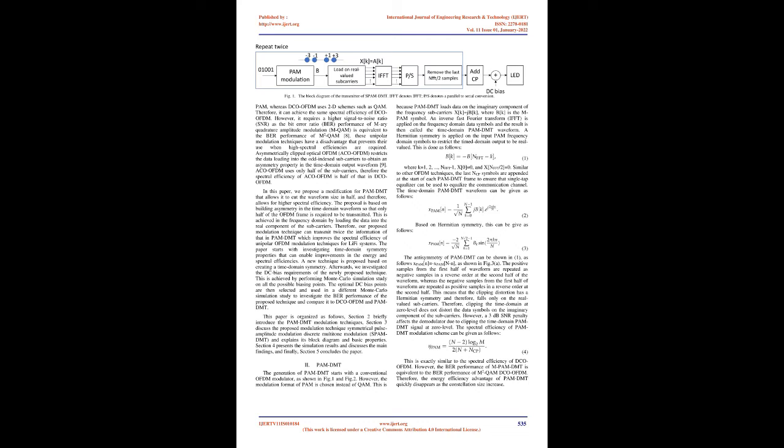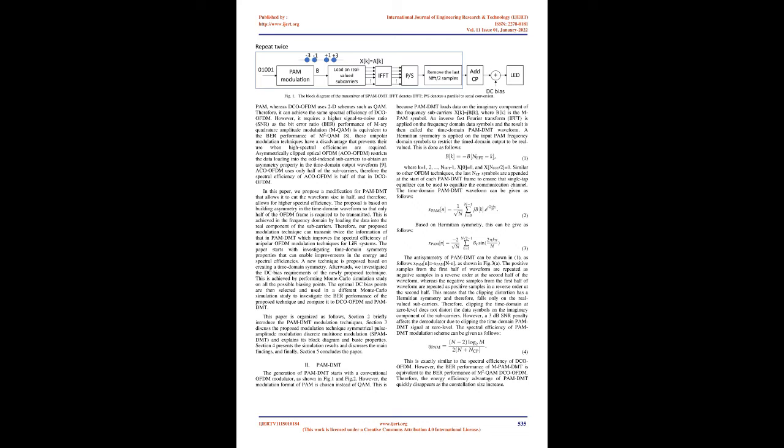In this paper, we propose a modification for PAM-DMT that allows it to cut the waveform size in half, and therefore, allows for higher spectral efficiency. The proposal is based on building asymmetry in the time domain waveform so that only half of the OFDM frame is required to be transmitted. This is achieved in the frequency domain by loading the data into the real component of the subcarriers. Therefore, our proposed modulation technique can transmit twice the information of that in PAM-DMT, which improves the spectral efficiency of unipolar OFDM modulation techniques for LiFi systems.